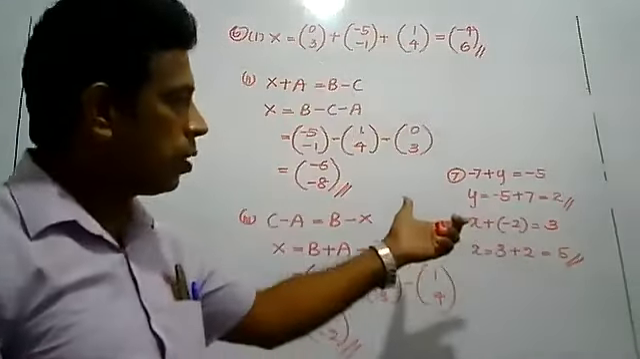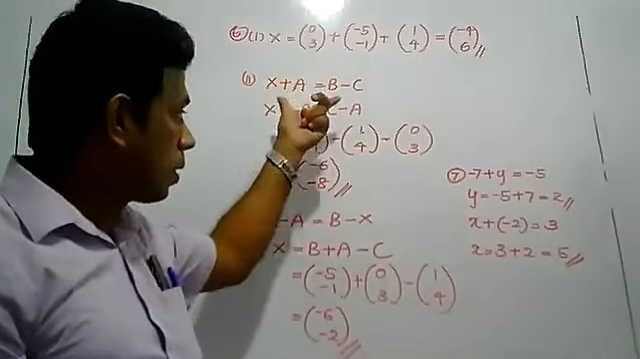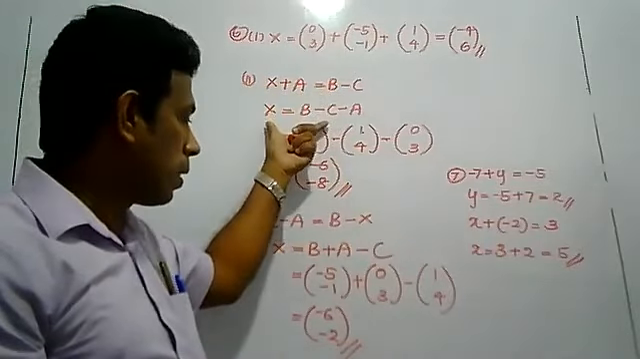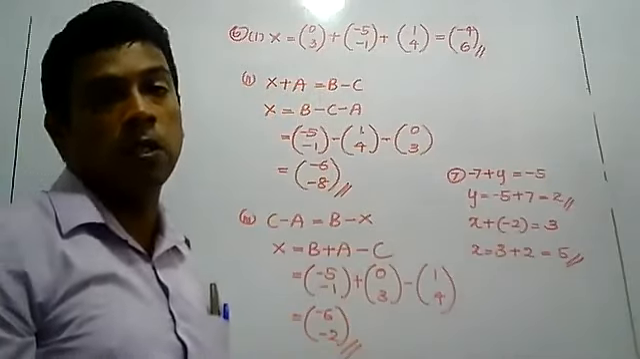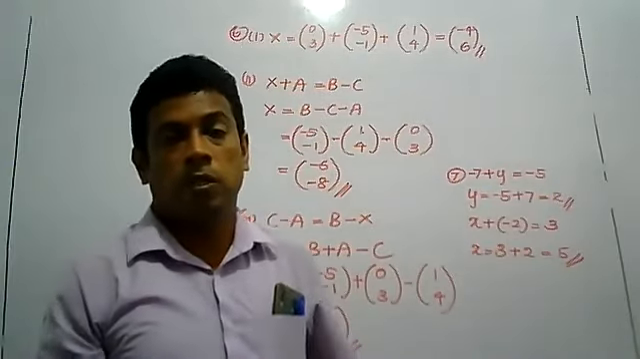Like that, some questions are very easy to understand. And question number 7 is not difficult. Question number 6 is somewhat difficult because we want to make x the subject. After that, we have to substitute matrix A, B, C. Then we have to simplify the given question.